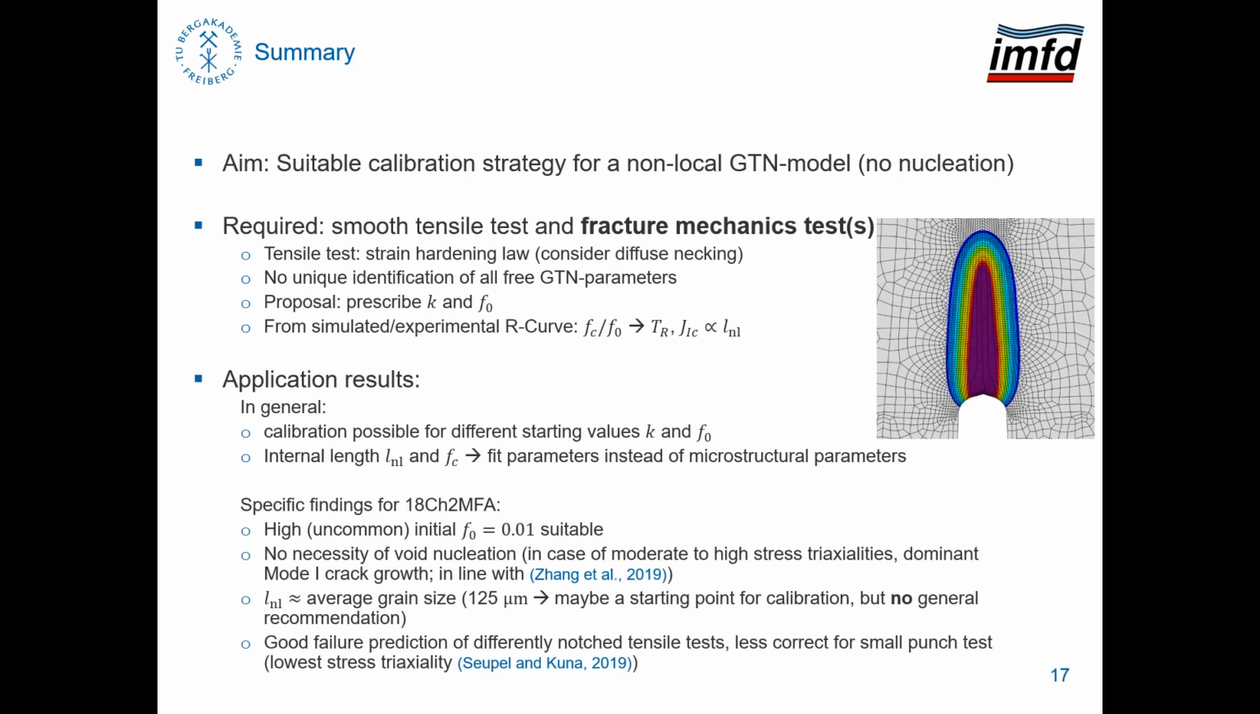There are further specific results for the considered pressure vessel steel. Firstly, a high initial porosity of 1%, which is uncommon for modern steels, seems to be suitable. The introduction of void nucleation isn't necessary, which is in line with recent literature findings. Please note that in the specific applications, moderate to high stress triaxialities and mode 1 crack growth are dominant.